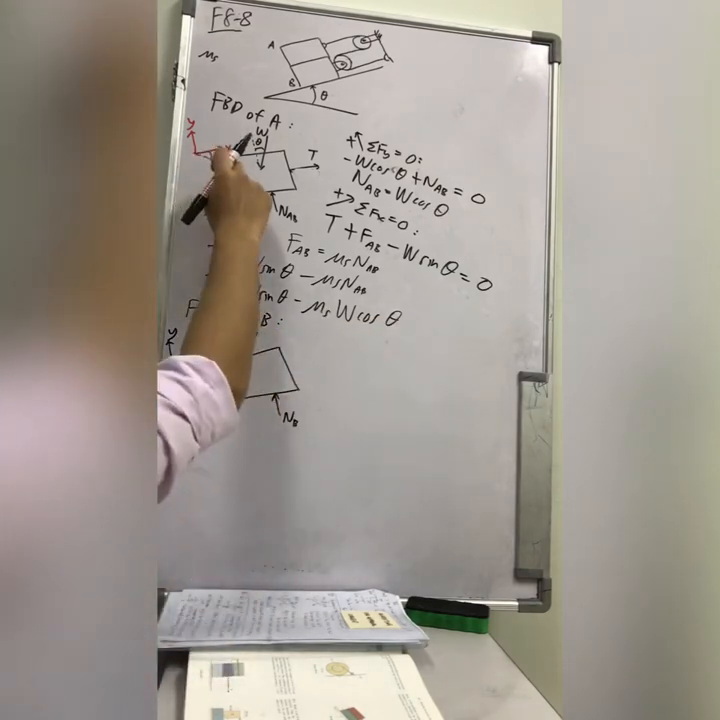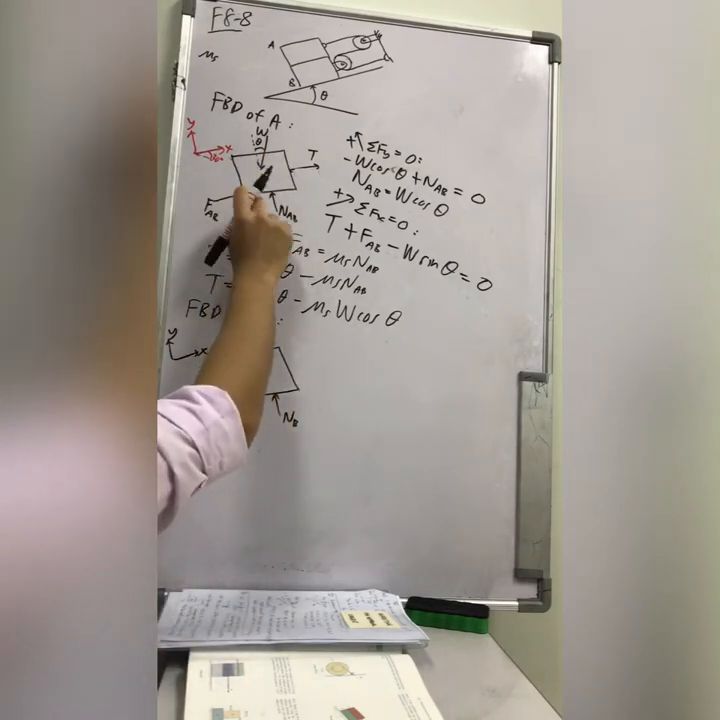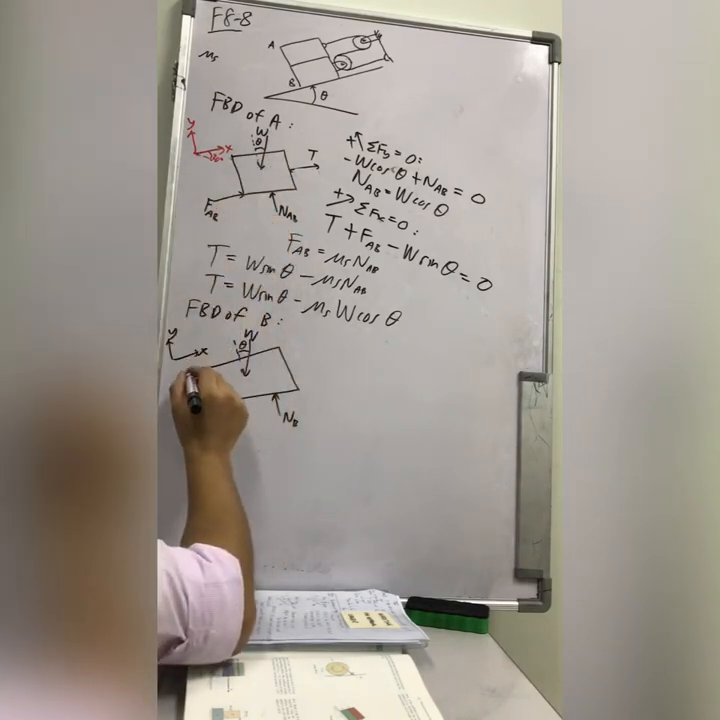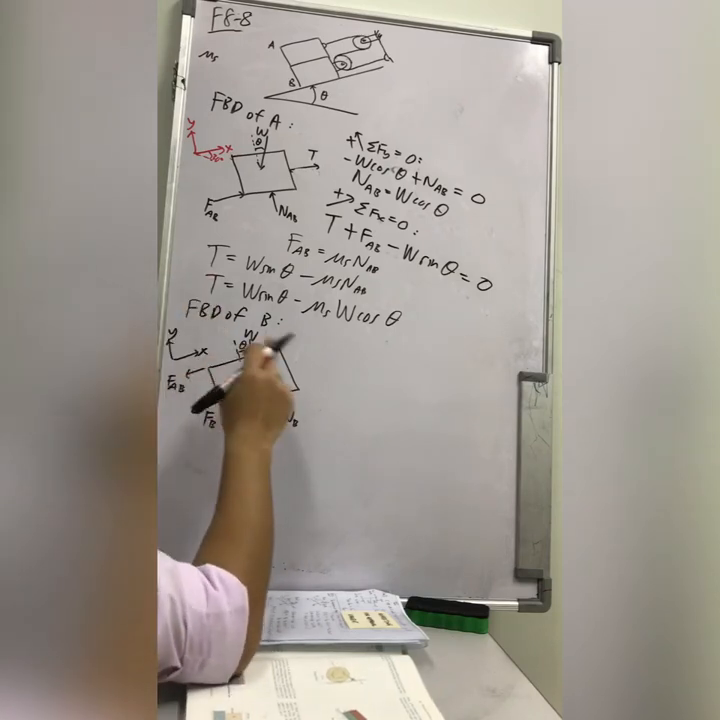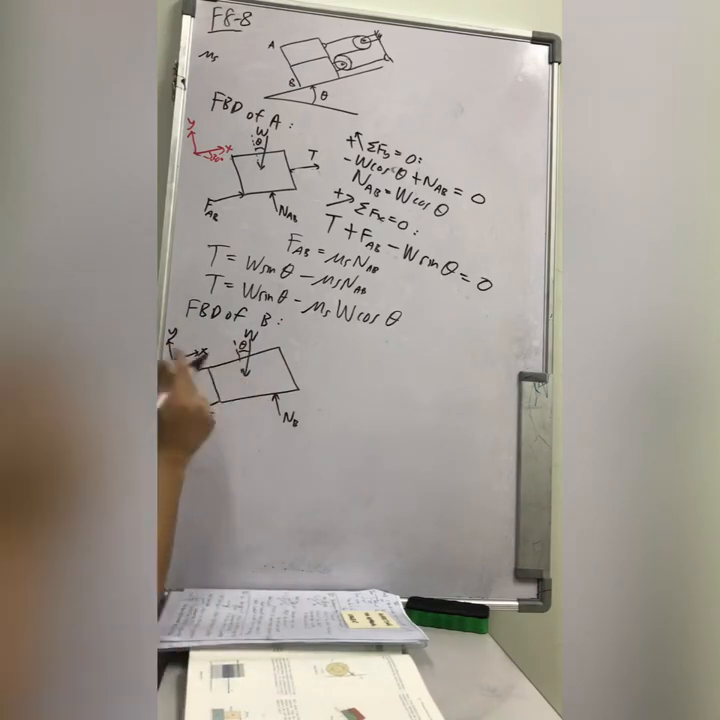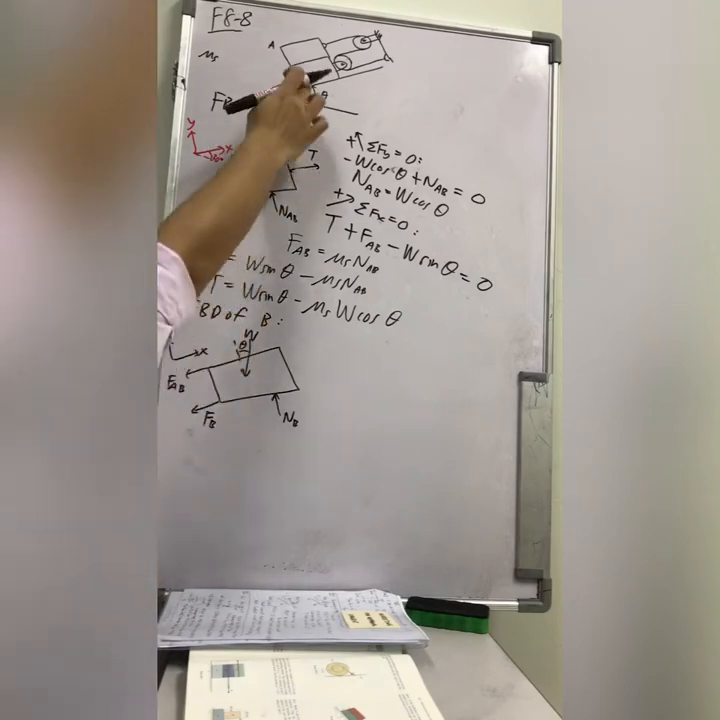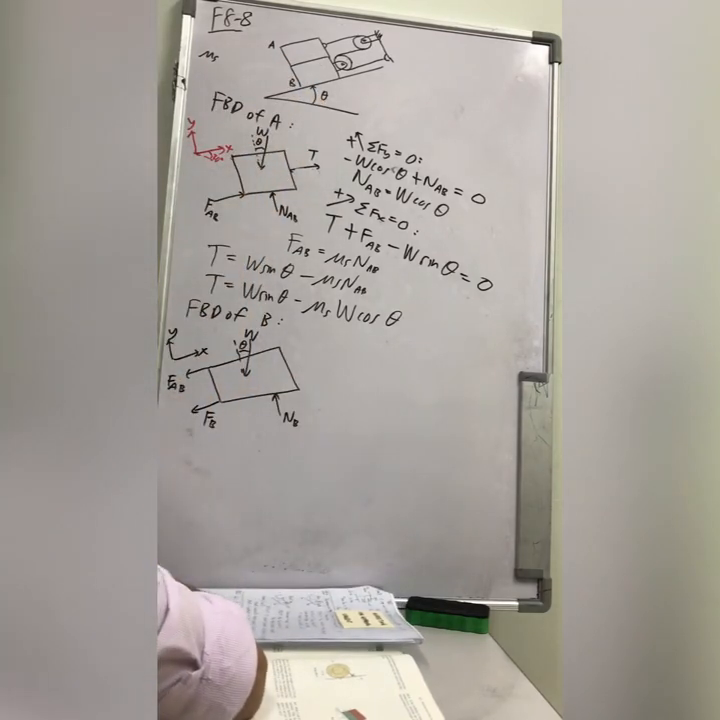And you have another one. You see, between this and this, you have the F_AB. In this case, it goes up. So here it goes down, F_AB, right? You see, you have two in this case. For block B, you have two friction forces. One is F_AB from before, and F_B between this block B and the floor, the inclined floor, right? So you have to be careful here.